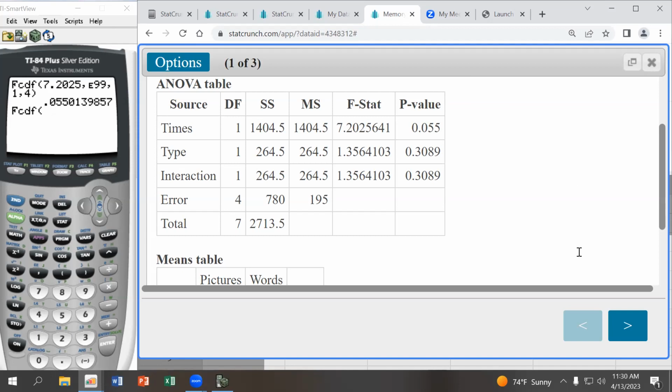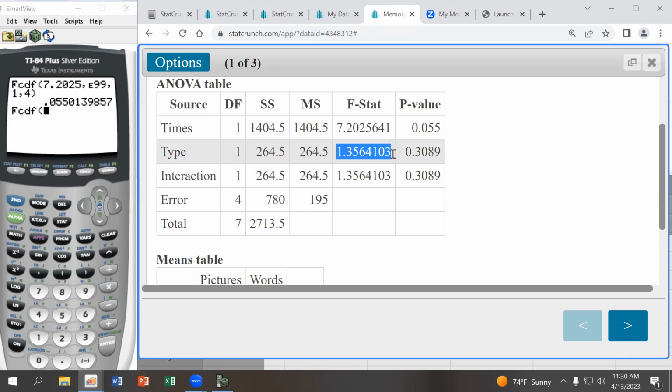Where did you get the 1 and 4? So 1 here, 4 there. You're using the degrees of freedom for each row, right? Like on this it will be 1 and 4 every time, but it could be different.